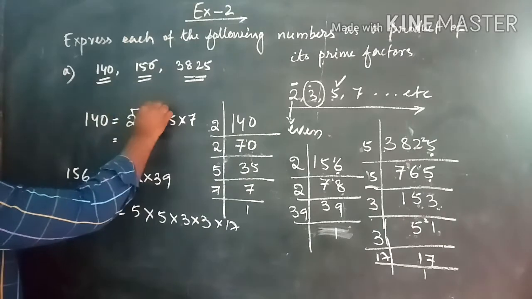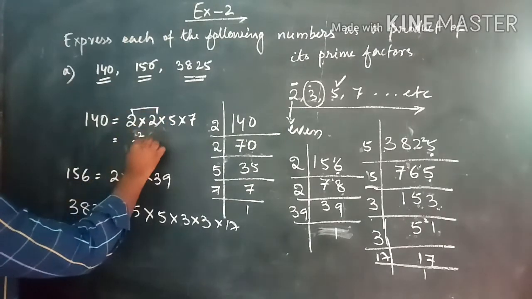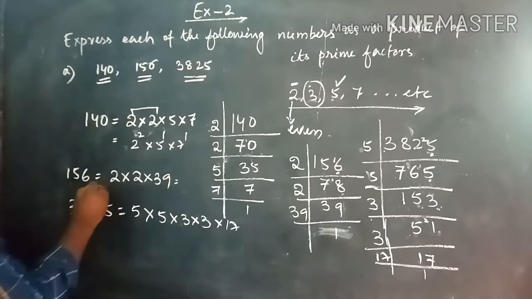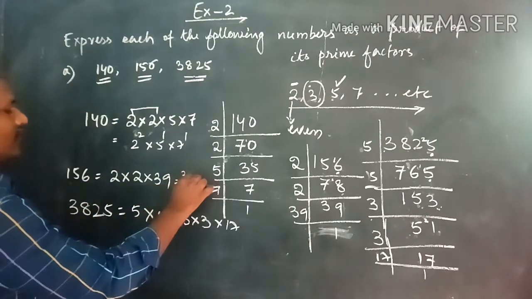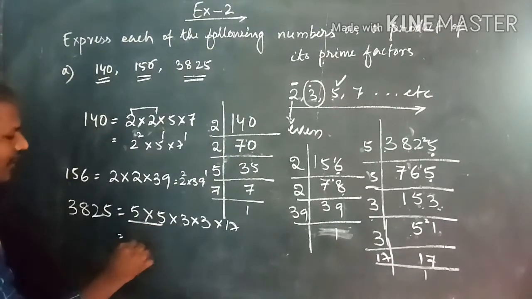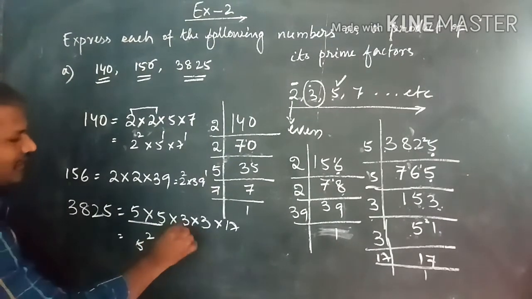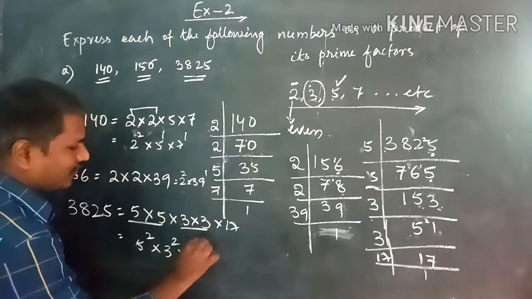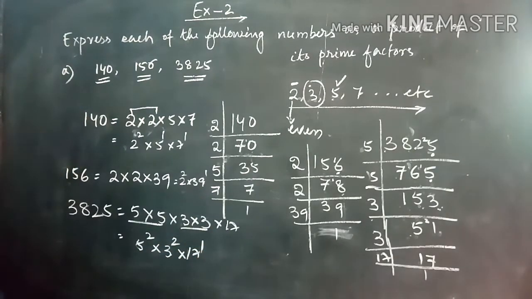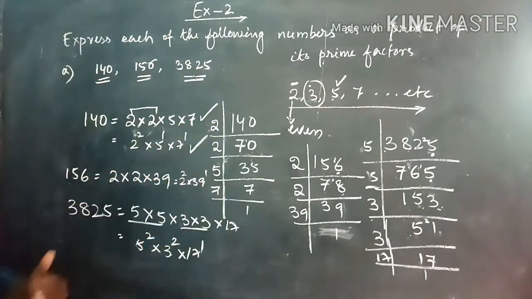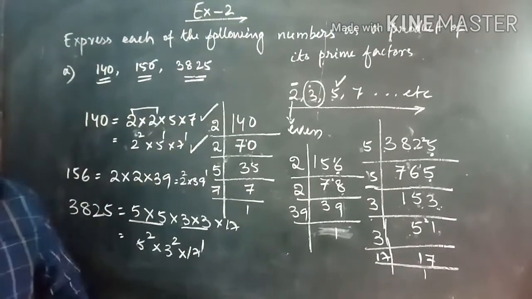There are two products of 2's, which means you can write 2 squared, 5 to the power n, and 7 to the power 1. Similarly, it can also be written as 2 squared into 3 to the power 3, 9 to the power n. This can also be written with two 5s as 5 squared, three 2s as 3 squared, and 17 to the power 1. So there are two ways to write it, either in the form of a product or in the form of expansion. This is the method: you have to express all the numbers in prime factors.